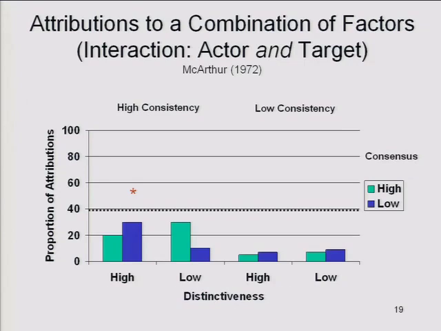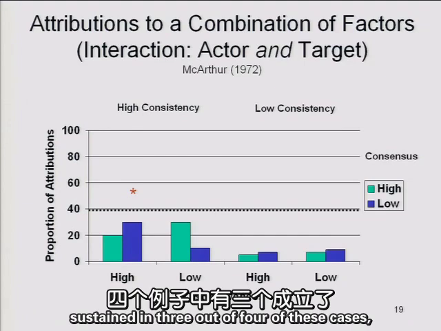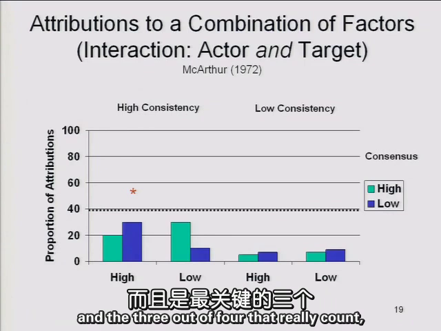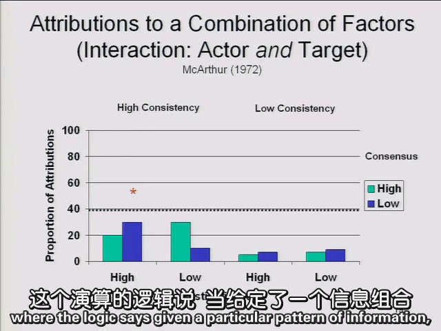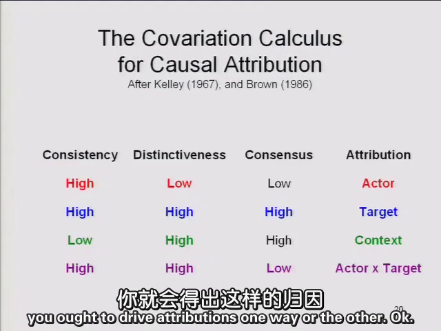It turns out that the predictions of Kelly's covariation calculus were basically sustained in 3 out of 4 of these cases. And the 3 out of 4 that really count, where the logic says, given a particular pattern of information, you ought to drive attributions one way or the other.